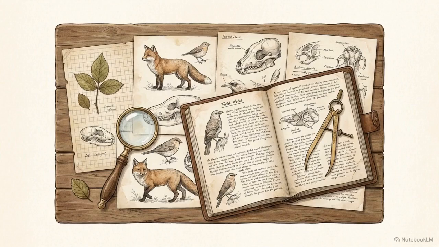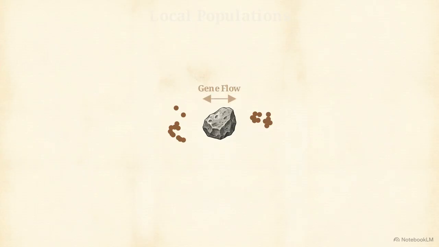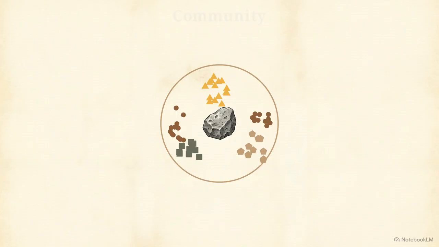To study this home, ecologists organize life into a hierarchy. Individual organisms capable of producing fertile offspring form a biological species. When separated by physical or chemical barriers, they divide into local populations bound by gene flow. Multiple interacting populations form a community, and that community, combined with its physical environment, constitutes an ecosystem.